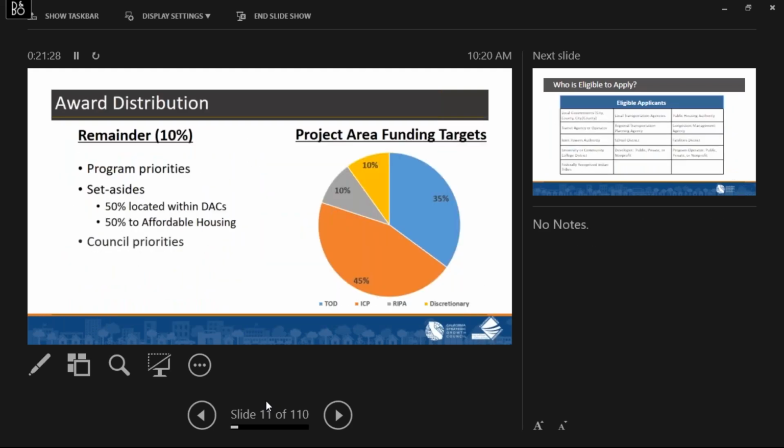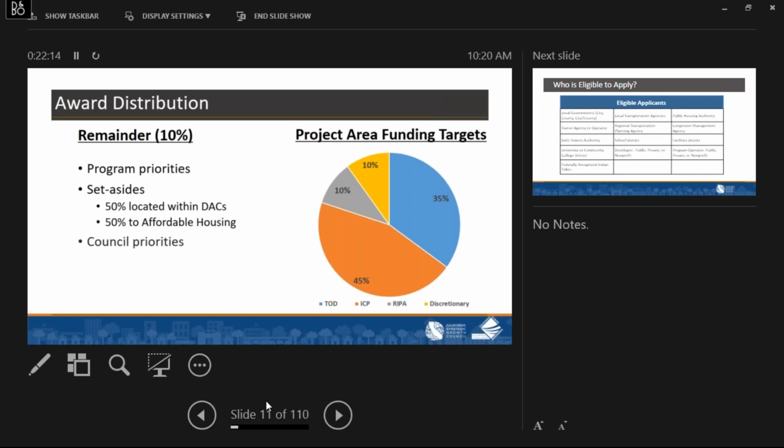So I'm gonna skip ahead and go back to the last one. We use these categories to kind of determine how much funding we're targeting. So we have an initial setup that 35% of the funding is targeted to TOD. And this year, 45% of the funding will be targeted to ICP, which is an increase from 35% last round. A 10% target for the rural innovation project area type. And that leaves 10% as a remainder of discretionary funds that are to be determined by the council.